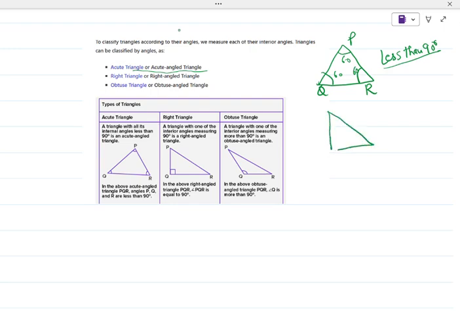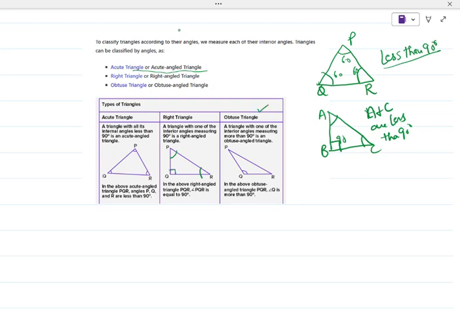Whenever we talk about a right angle triangle, one angle must be 90 degrees. What about the other two? The other two are less than 90 degrees. A and C are less than 90 degrees. So a triangle with only one interior angle measuring 90 degrees, like P here, and the other two are acute, meaning less than 90 degrees.